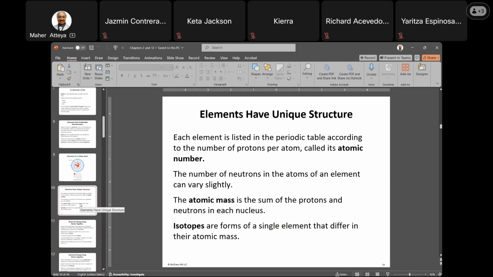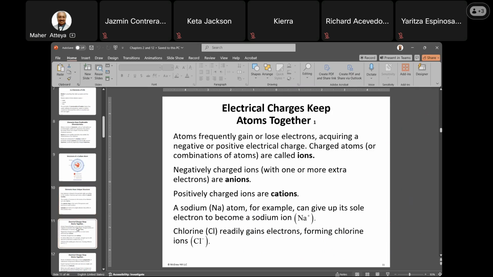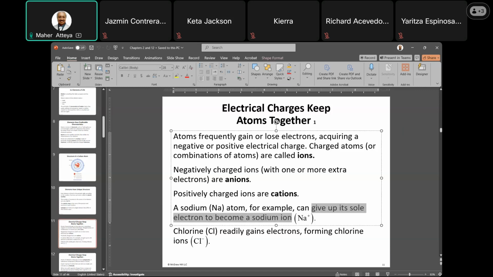Elements have a unique structure. We talked about this. Charge keeps atoms together. That's what we say, the anion and cation. Those are atoms when they are losing or gaining electrons. When an atom is losing electrons, you get what? Let me just write this one here. Giving up means losing electrons.